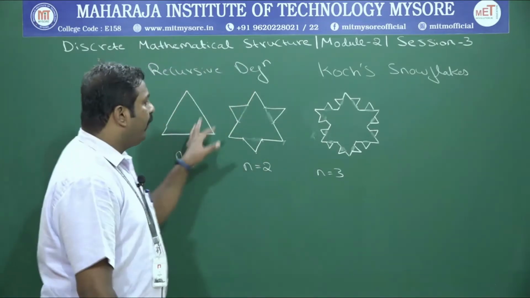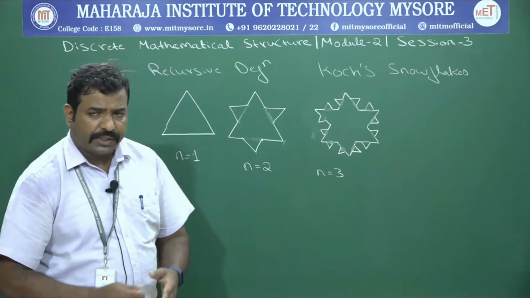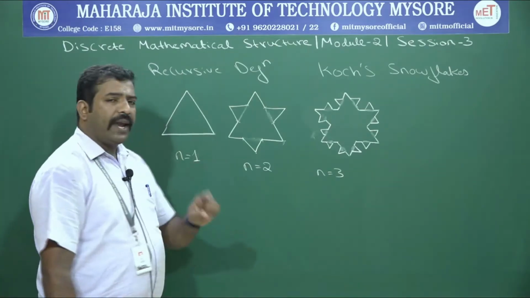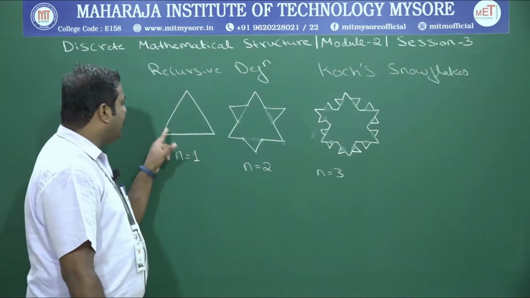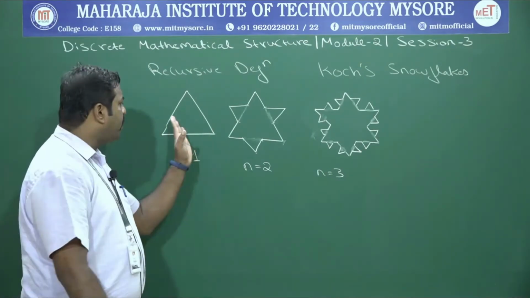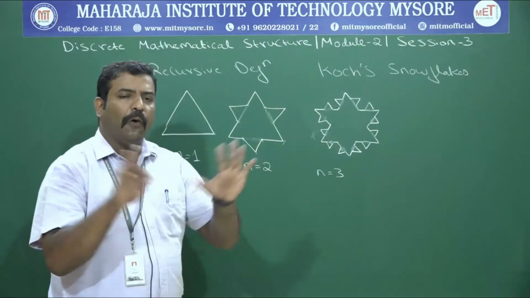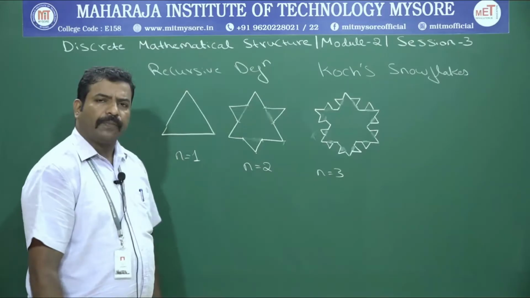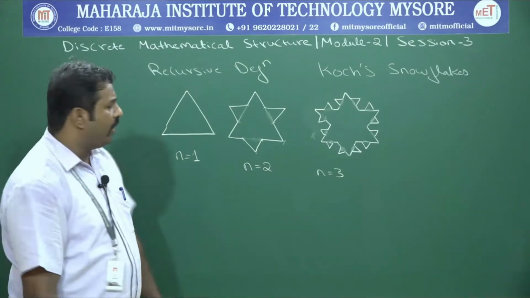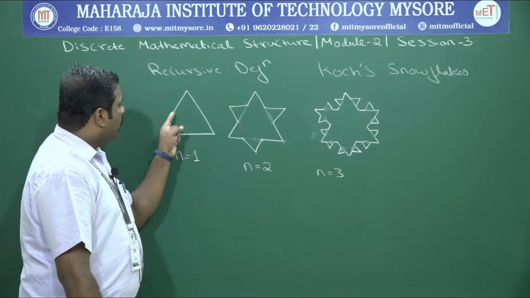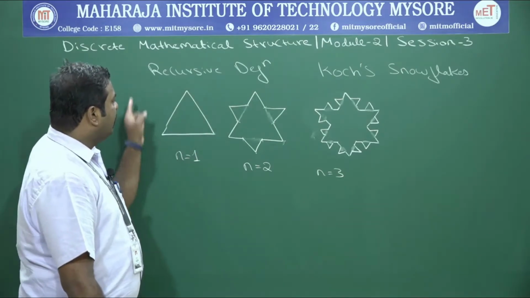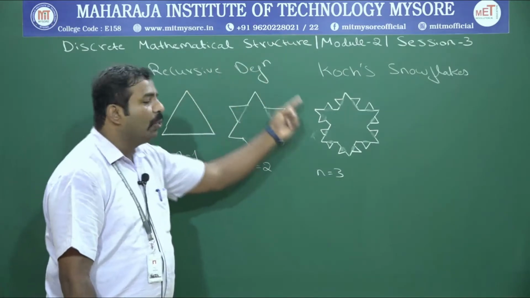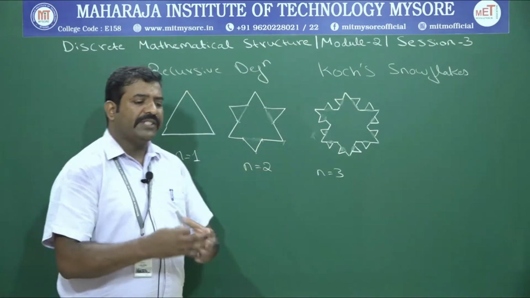Fine, the number of line segments is going to increase, but the procedure is going to remain the same. I applied the same procedure of dividing a line segment into 3 parts and making it 4 line segments and drawing a new equilateral triangle. The same procedure was applied on these 3 line segments, and then on these 12 line segments. Hence the procedure remains the same.